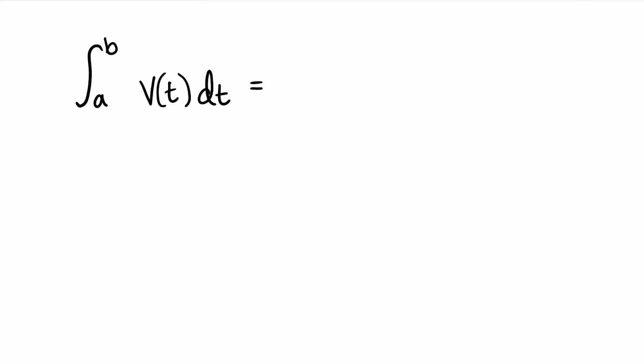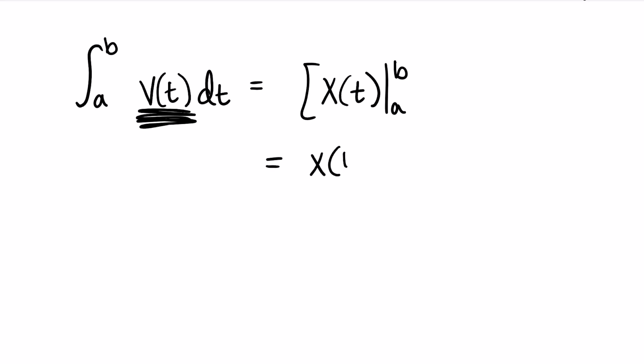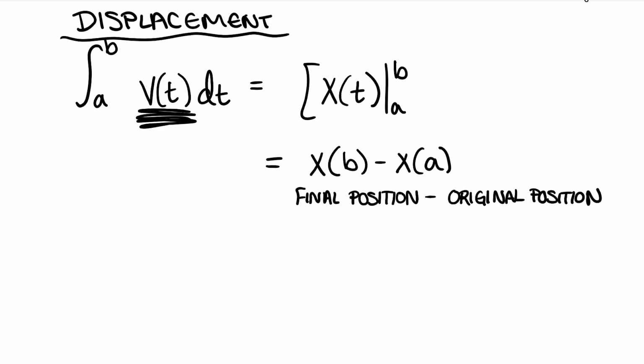For example, if we're integrating a rate like velocity, which is the rate of change of position, by the fundamental theorem of calculus, the integral would be the position function evaluated from a to b, which is equal to x of b minus x of a. Hey, that's final position minus original position, displacement. And this is how the integral can be seen as an accumulator, because the result of the integral of a rate is displacement, and displacement is the accumulation of the positive areas and negative areas.